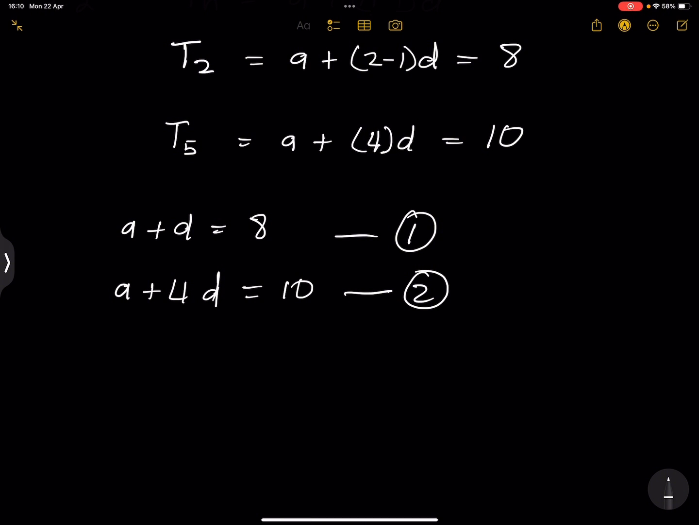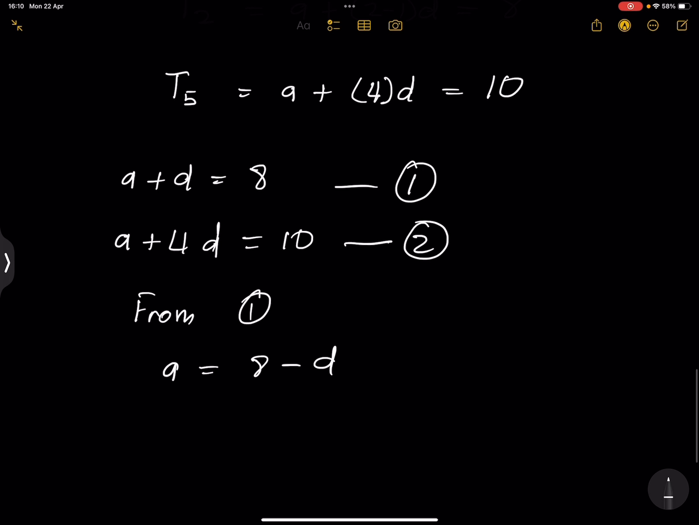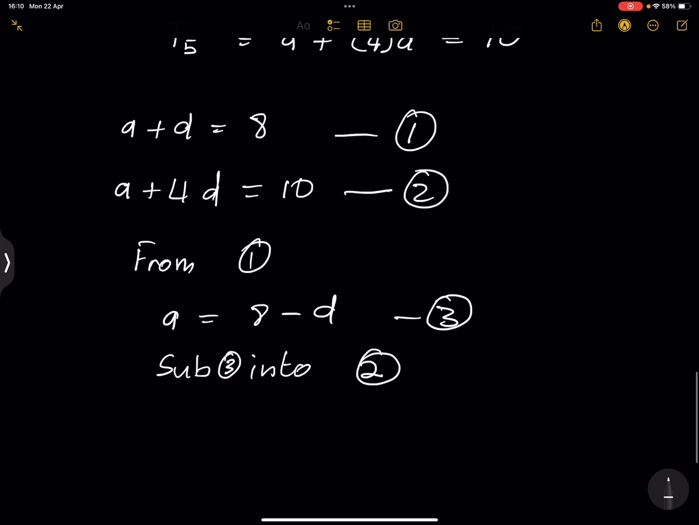But otherwise, what you could have done is that from equation 1, just to make things easier for you, right, we can say a is equal to 8 minus d. So everywhere I see a, right, so let's call this equation 3, and let's substitute equation 3 into equation 2, right? So my a value, that would be 8 minus d, right, plus 4d. So what did I do?